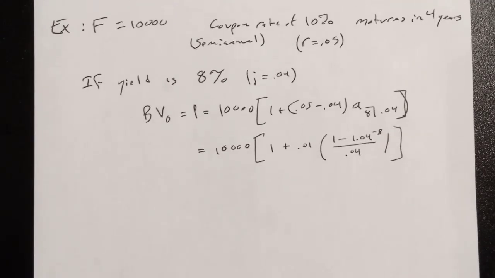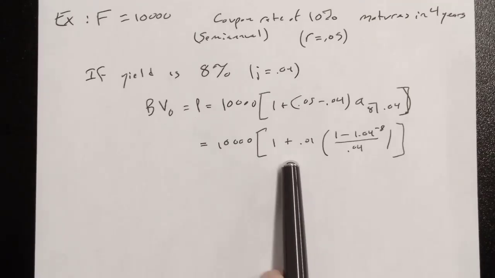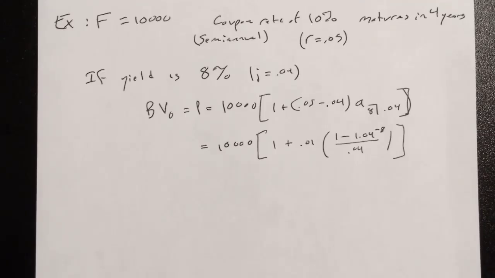Before I go any further with this calculation, is this number bigger or smaller than 10,000? Because we're adding something. This makes sense. My yield is lower than my coupon. They're paying me 5% every 6 months, but they're only able to earn 4%. I'm going to have to pay extra for this. So this is a bond bought at a premium.